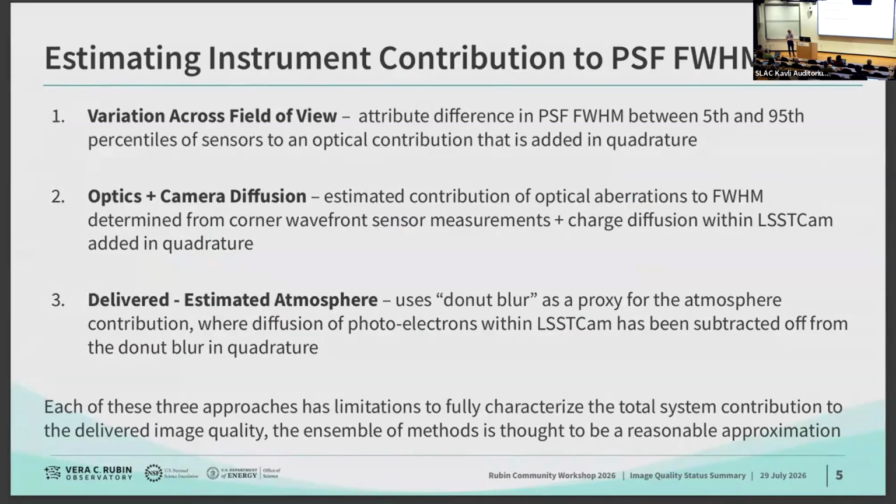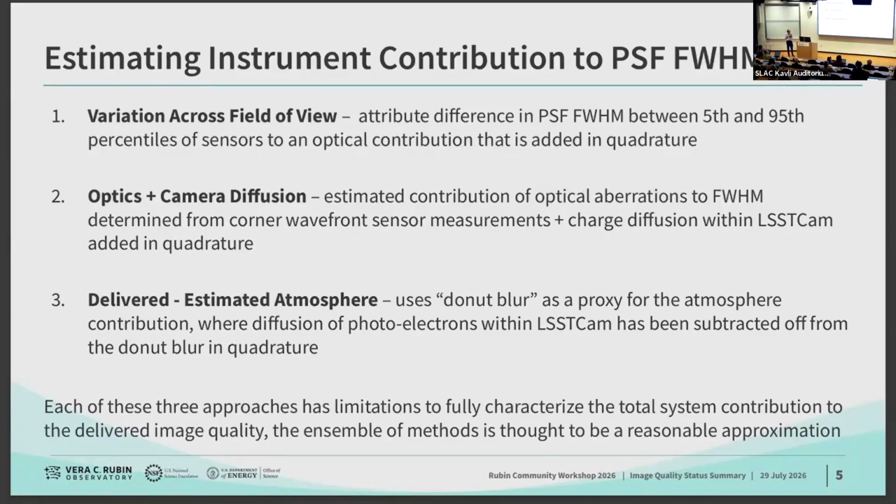So the first of these is the variation across the field of view. This is basically attributing the difference between the 5th percentile and the 95th percentile of the PSF full width half max across the field of view, looking at each of the sensors, if you attribute that variation to an optical contribution.